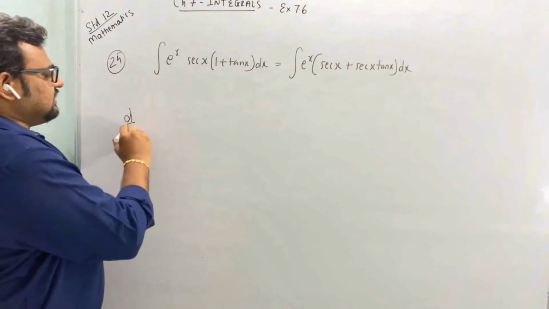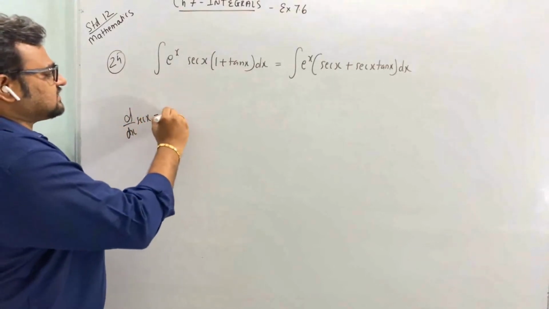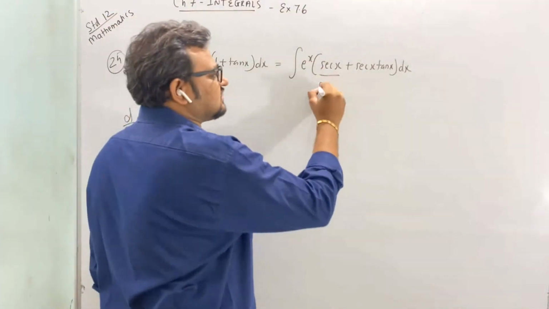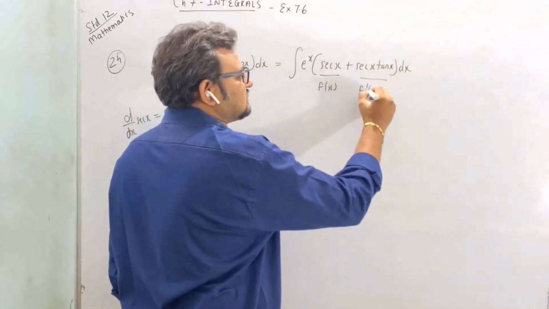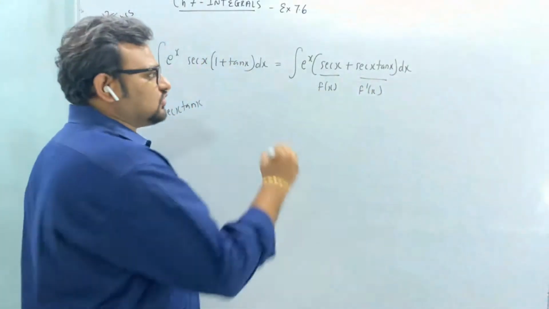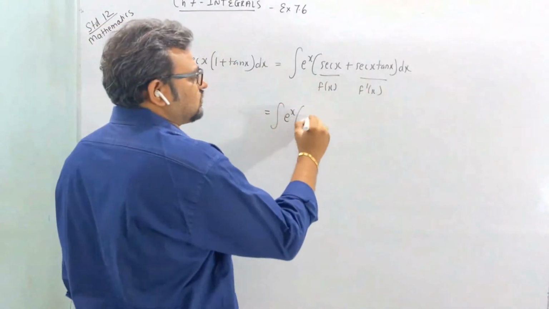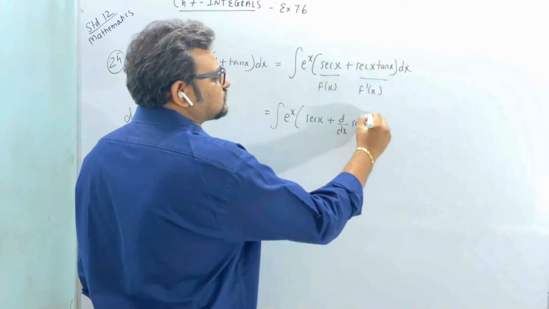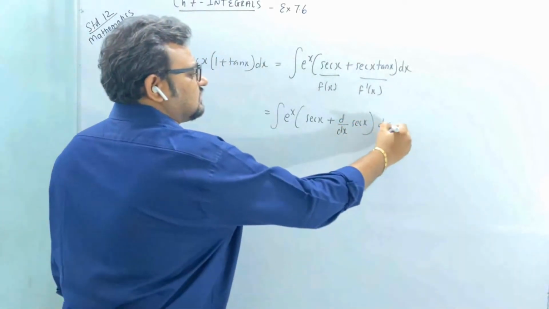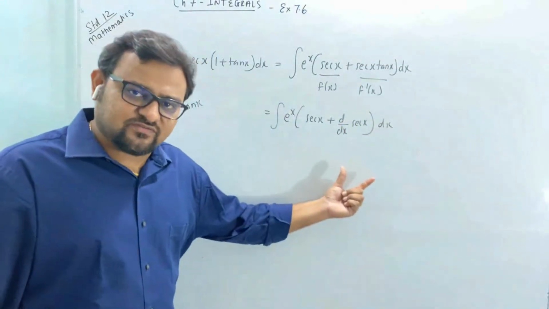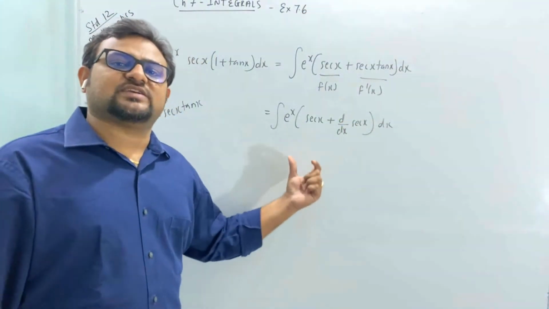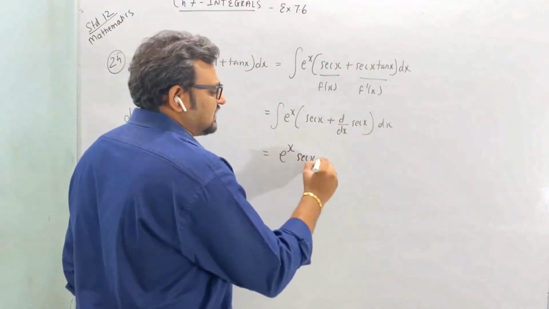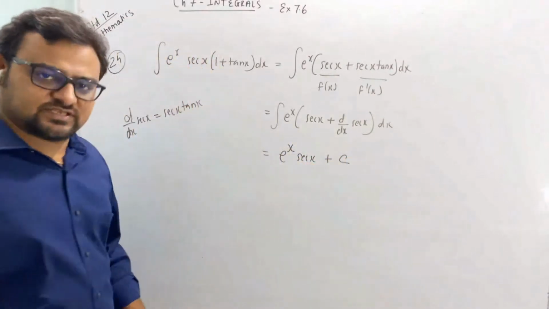We know that d by dx of sec x is equal to sec x tan x. Now it's very simple, sir. This is fx, this is f dash x. So it will be equal to e raised to x, sec x plus d by dx of sec x. Clear? e raised to x, fx plus f dash x. So e raised to x fx plus c. It will be e raised to x, fx is sec x, plus c.